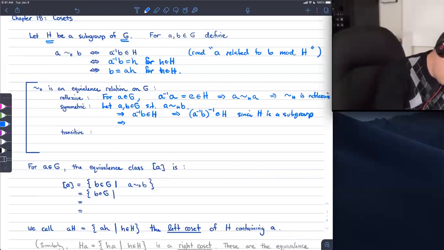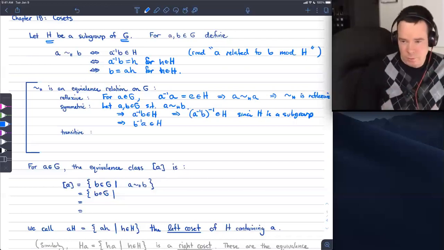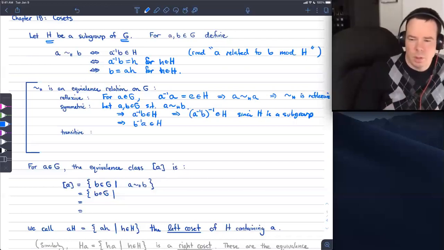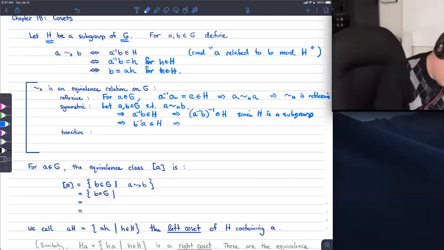But that means that taking the inverse of this, B inverse A, is in H. The inverse of a product is the product of the inverses in reverse order. And that means that B is related to A. And so that means that this is symmetric.